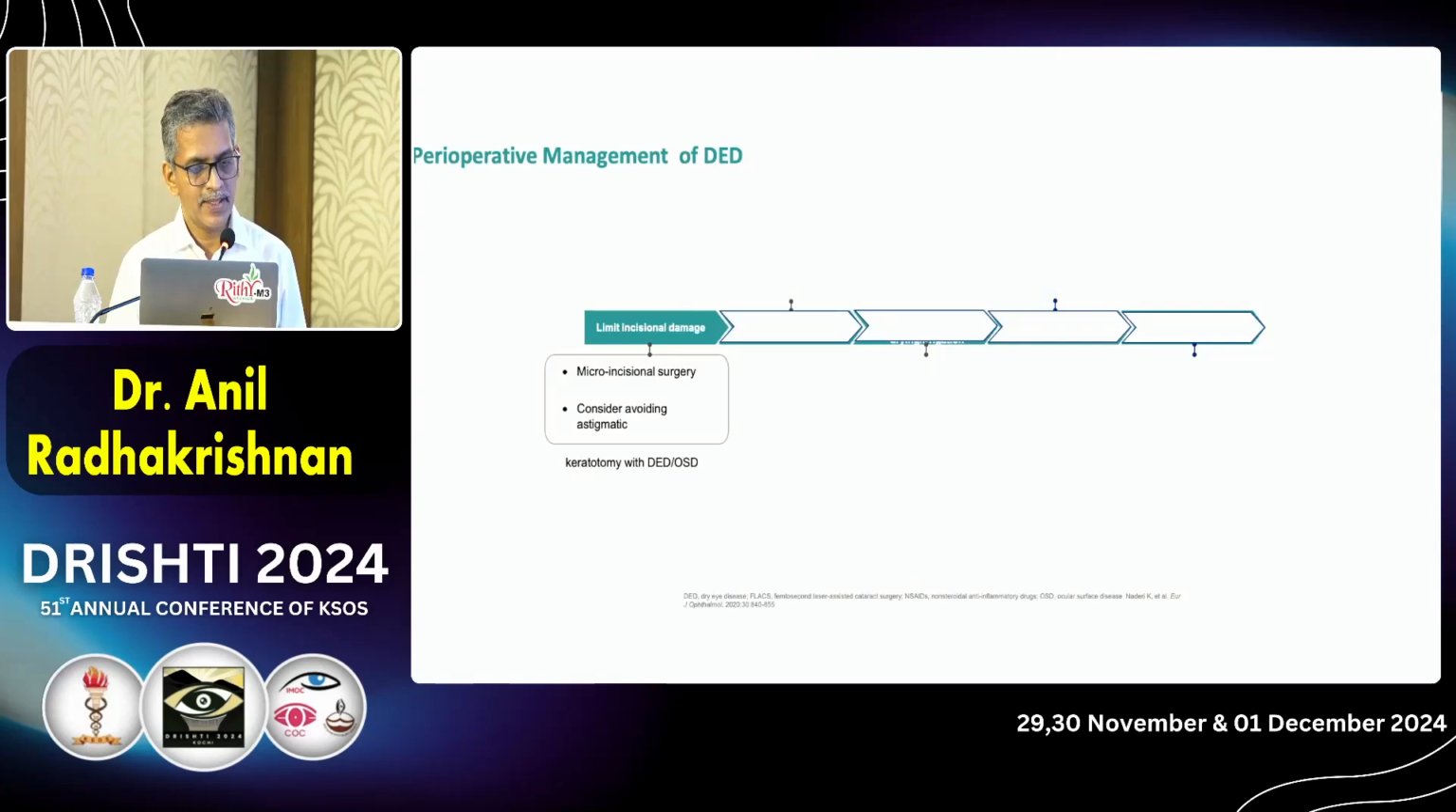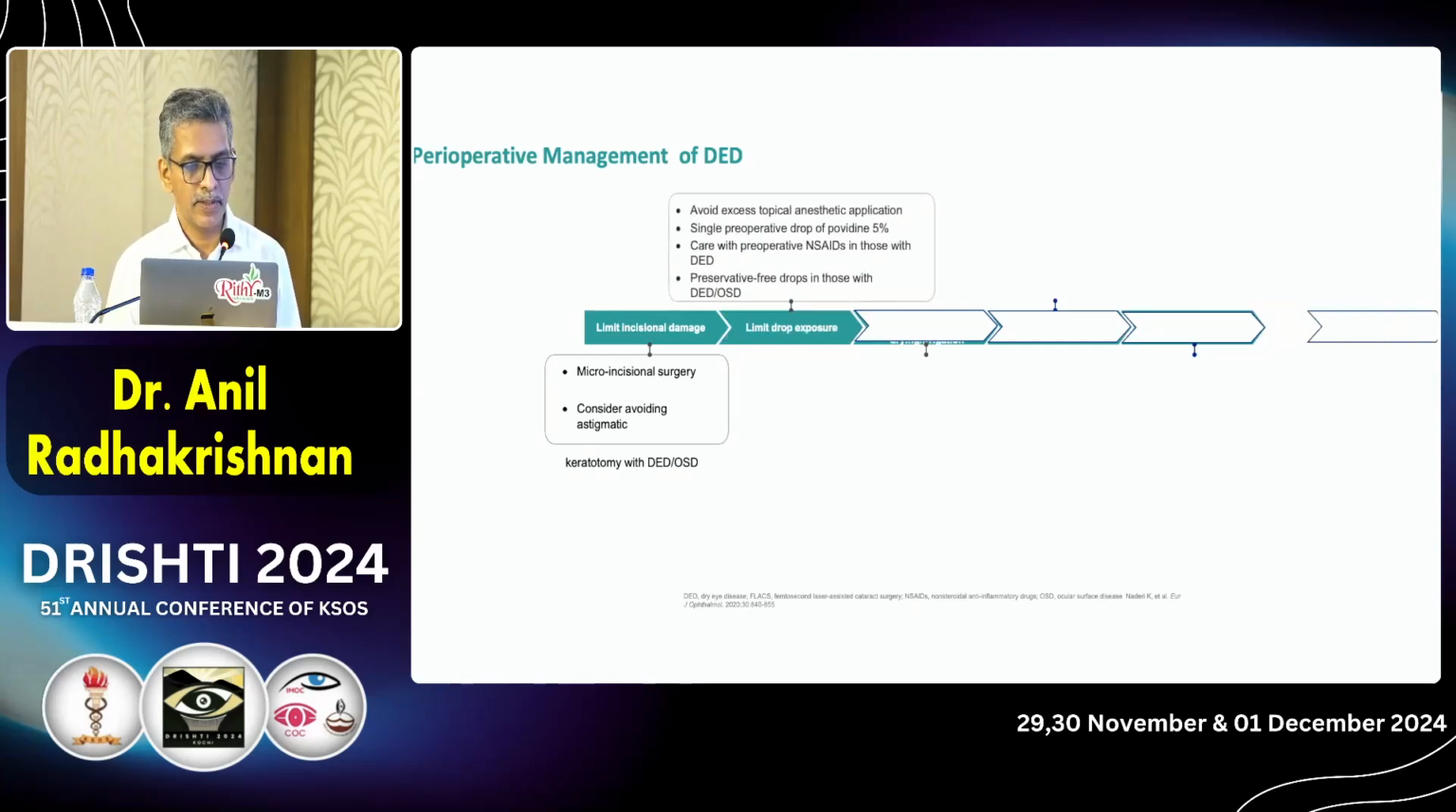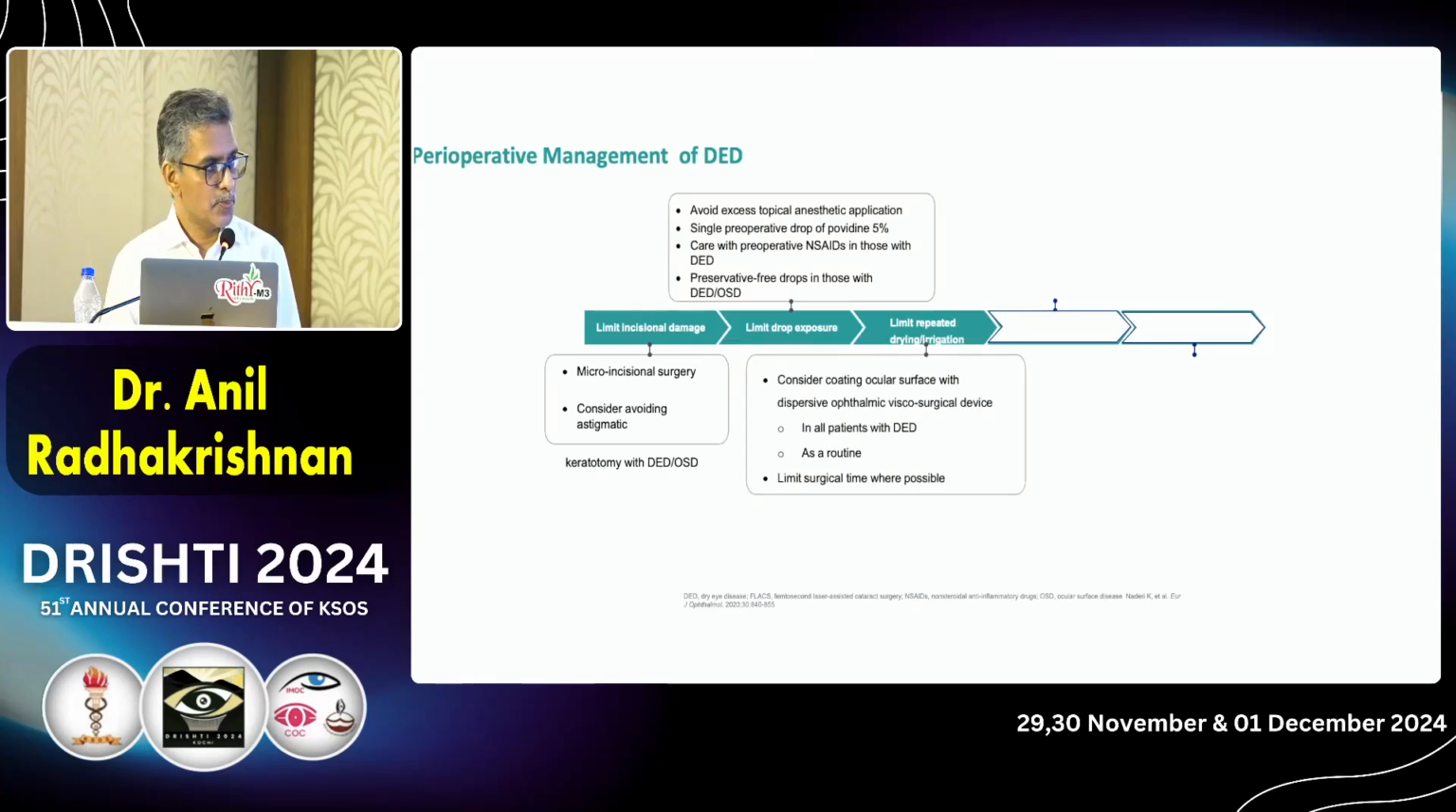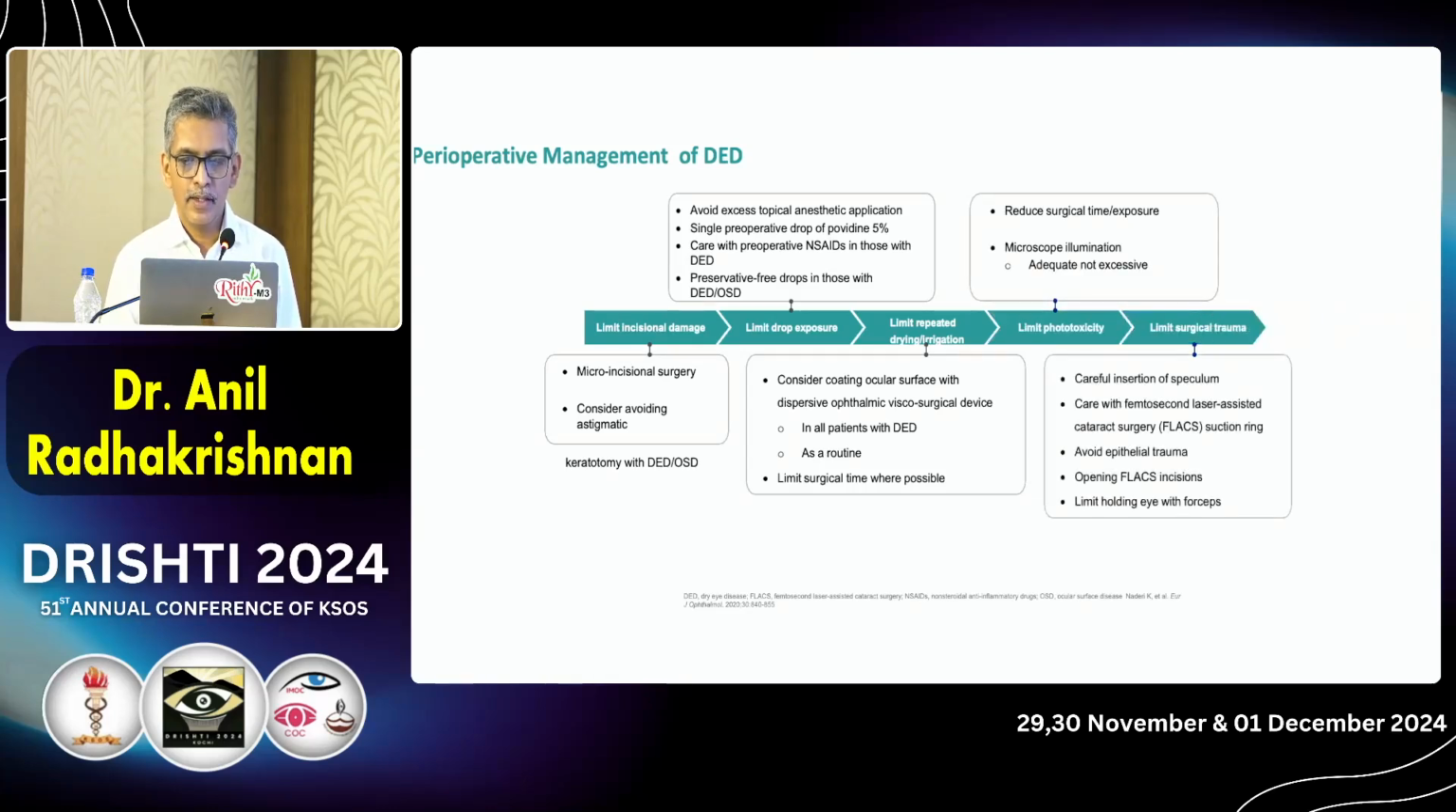I'll sum it up by saying that if you have a patient with dry eye, as much as possible go for a smaller incision. Consider avoiding astigmatic keratotomy. Then limit the drops. Don't put dilating drops and NSAIDs if at all possible. Use preservative-free drops as much as possible. Reduce the amount of illumination that you use; make it the minimum that is comfortable for you. Limit the surgical time. That is again very important. Then reduce the surgical trauma.